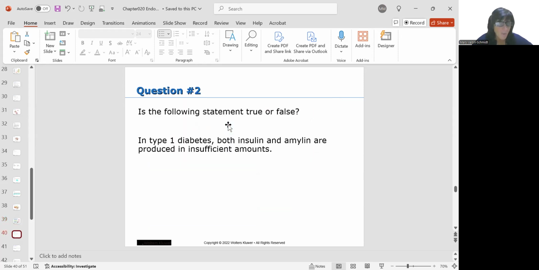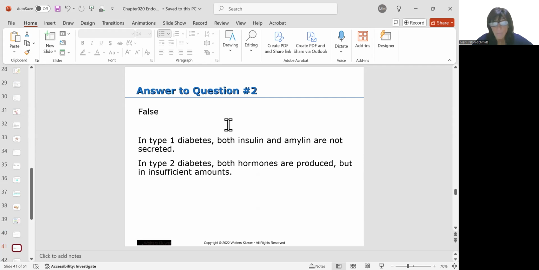Is the following statement true? In type 1 diabetes, insulin and amylin are produced in insufficient amounts. I don't know why they're asking that question now, but that's false. In type 1 diabetes, there's no insulin. In type 2 diabetes, there's insulin, but not enough.